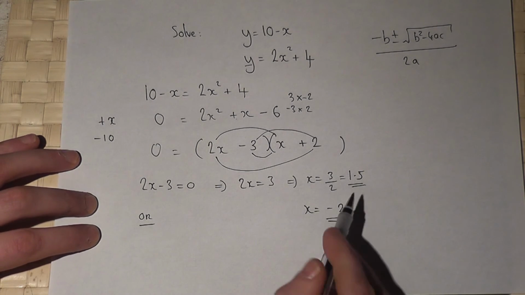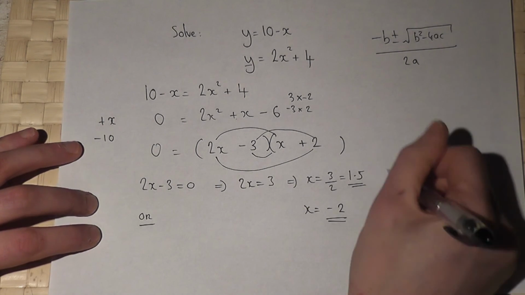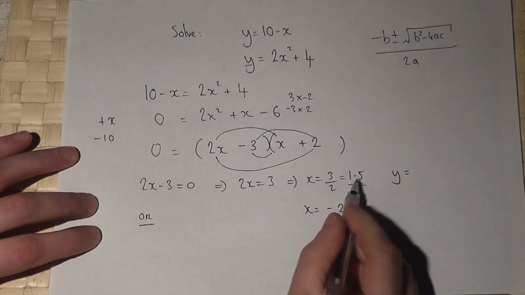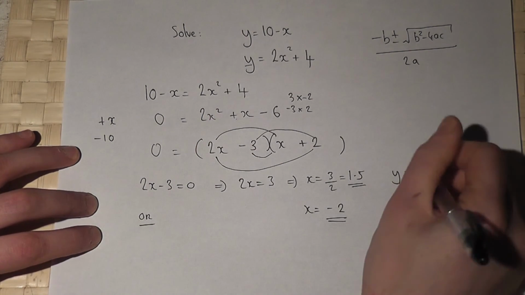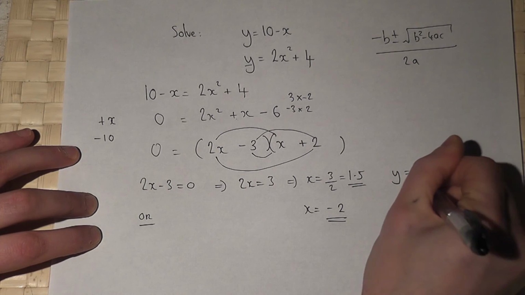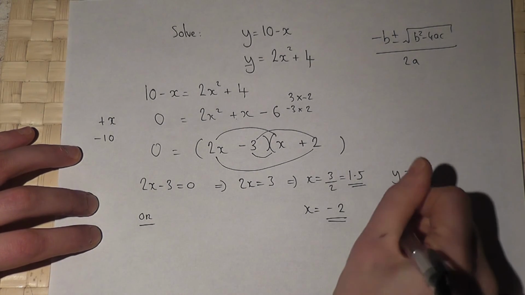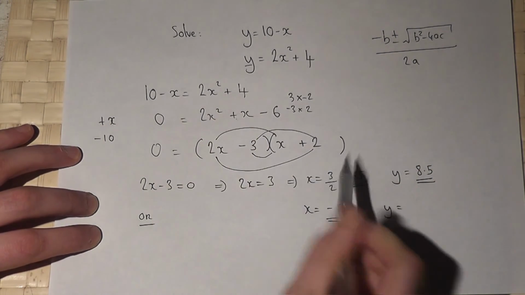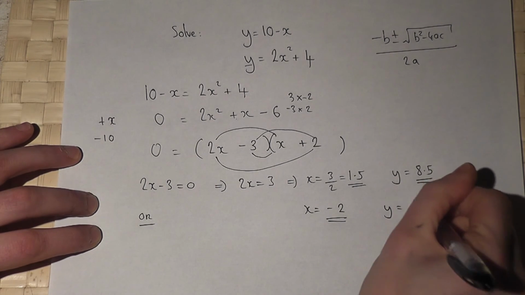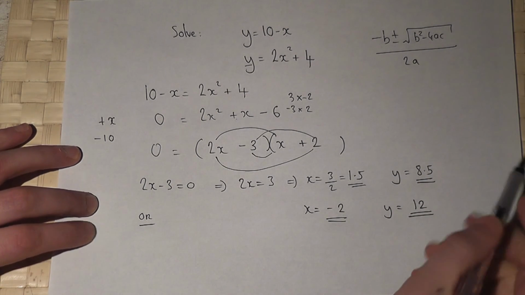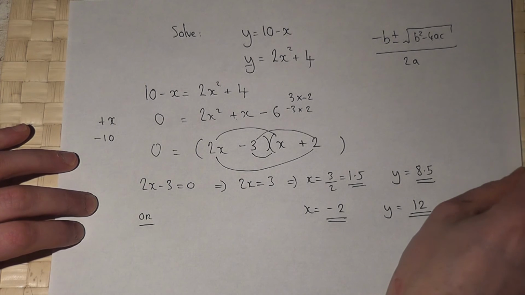I found x, so I must find the corresponding y values. Now when x is 1.5, y is 10 take 1.5, which is 8.5. When x is minus 2, y is 10 take minus 2, which is 12. And they are the two solutions to the pair of simultaneous equations.